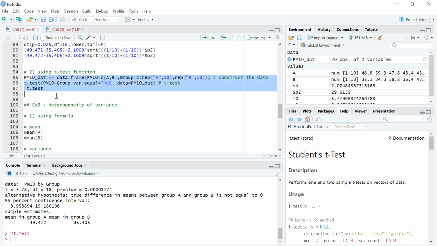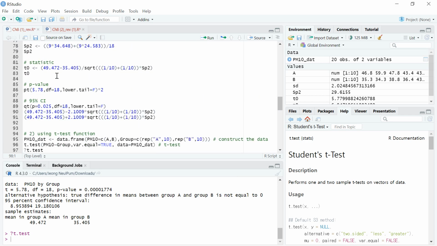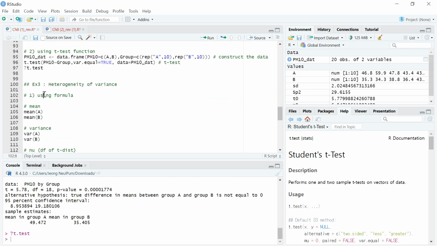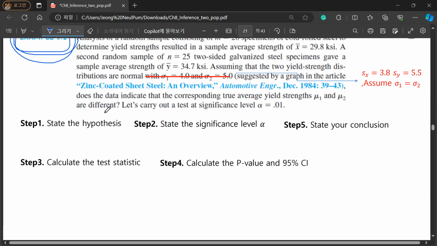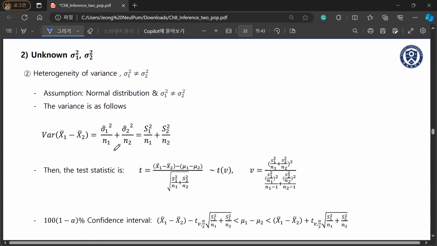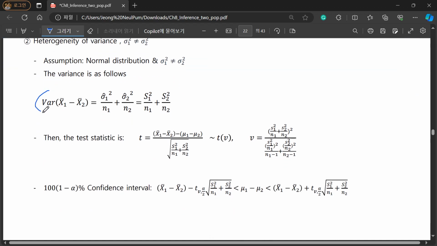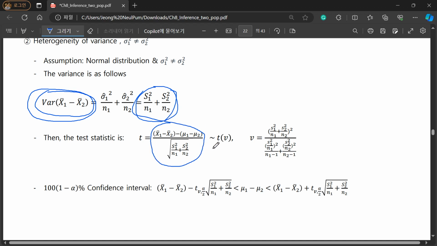So yeah, just pick it as your own decision. And the next is the heterogeneity of variance, so the variances are different from each other. In this situation, we get the variance of the difference of the two samples by using this formula, and the test statistic is the same as this one, and it follows the t distribution with the degrees of freedom as this one.